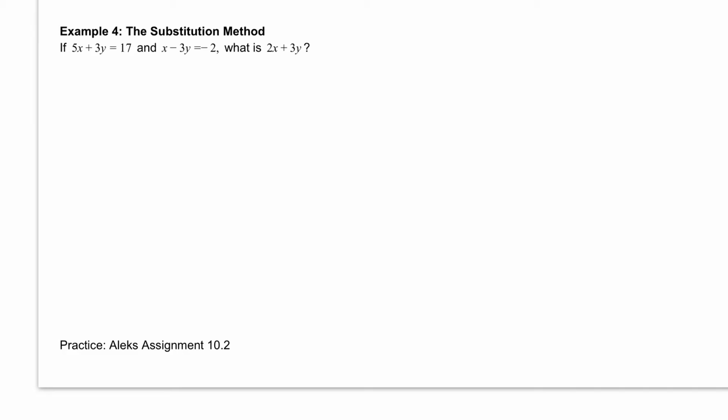In example 4, it says if 5x plus 3y is equal to 17 and x minus 3y is equal to negative 2, what is 2x plus 3y? And this last part here, this is what we're going to save for the end. So once we know our x and our y value, we can plug it in and evaluate this expression. What we need to start with are these two equations. Basically, we have a system that we need to solve.